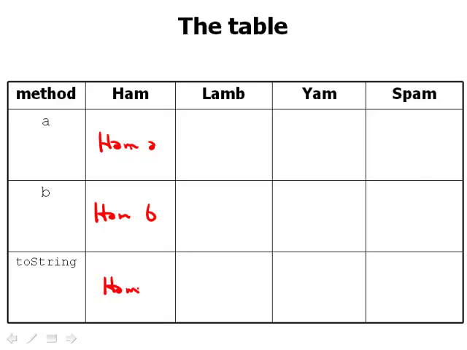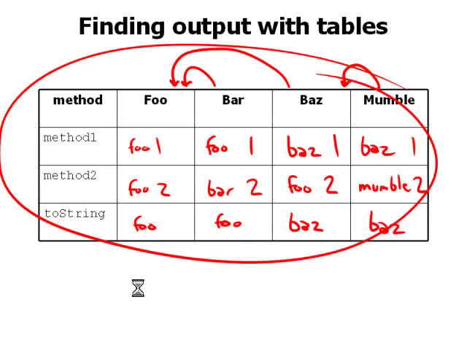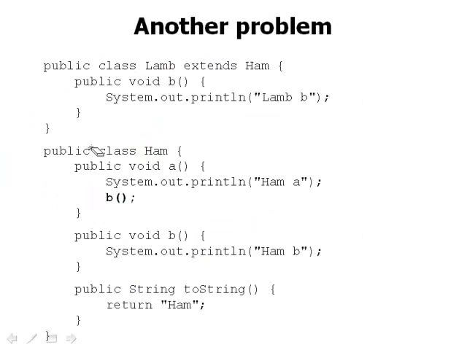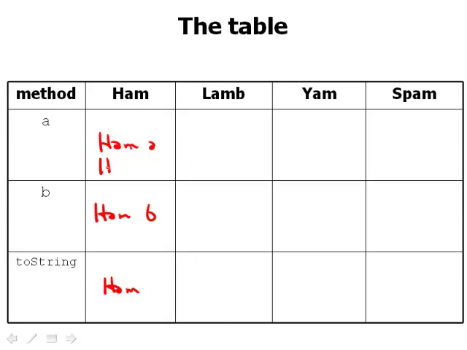So now we have to look at lamb. Let's go back to the lamb code and figure out what's going on here. Well, in the lamb class, we have only a B method. So A and toString are easy. Oh, excuse me, I've left something out. I'm sorry. In the A method of ham, we also call B. So that means that the code is going to jump over here to the B method and print ham B as well. I apologize. So in our table back here, we're going to have ham A and then ham B. That's going to be what gets printed by the A method.